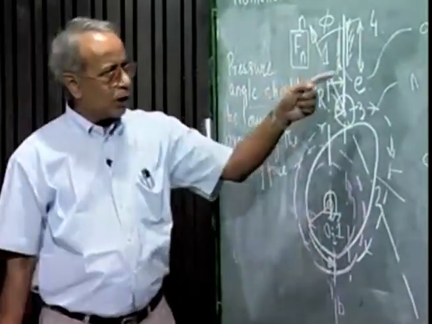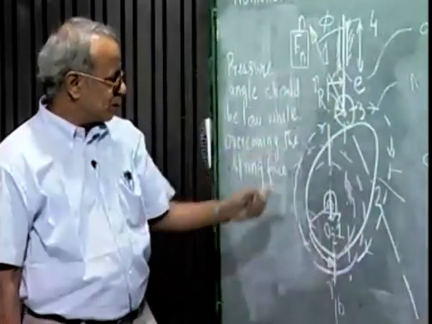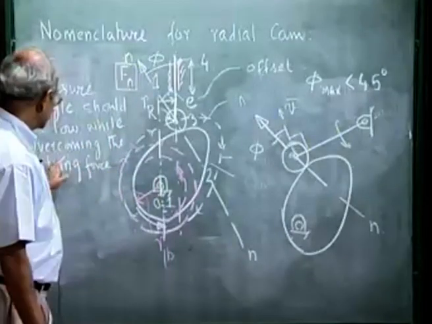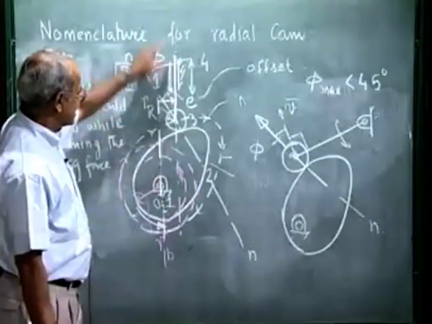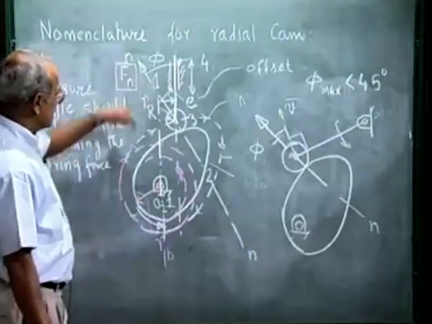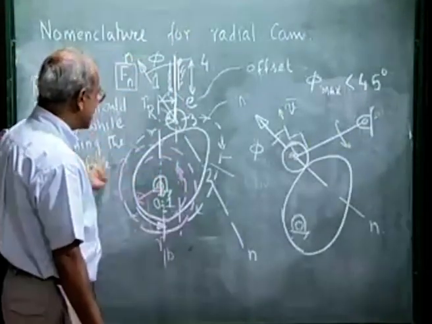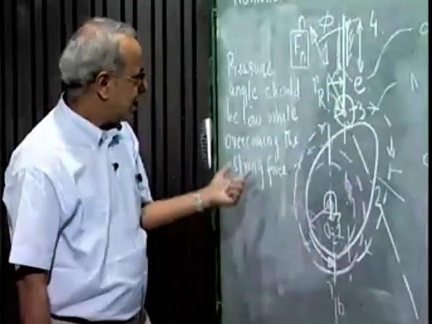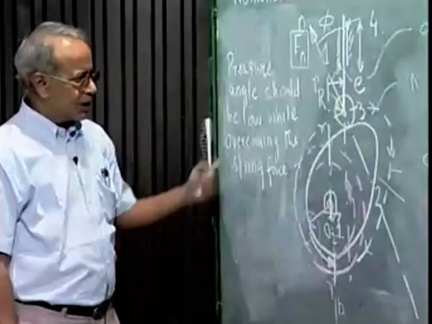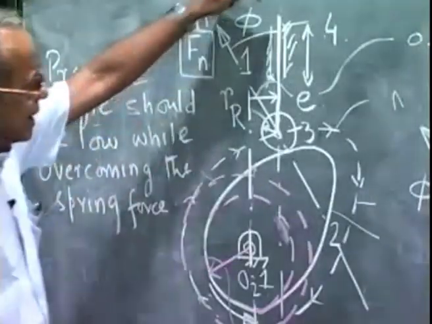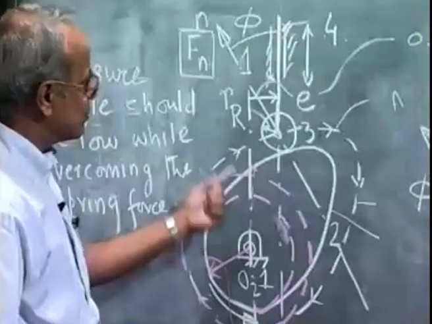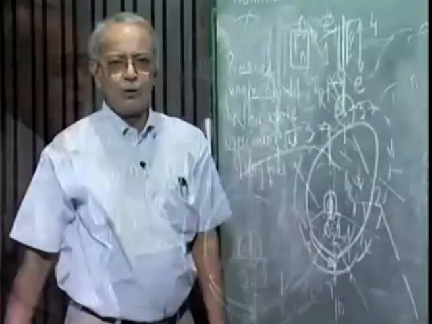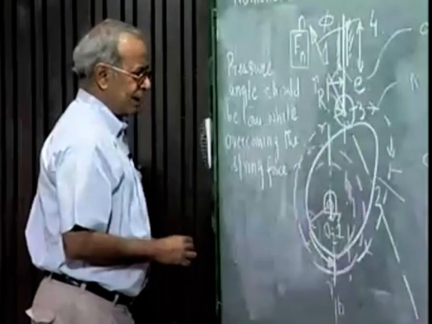And this particular offset, this positive offset, ensures that the pressure angle reduces during this motion when it is compressing the spring, and it will increase obviously while the follower is coming down, but at that time spring force is there to make the follower move downward. So, I do not need a large contact force. So, pressure angle can be allowed to be larger during the downward movement, but has to be smaller during the upward movement, assuming the spring is resisting the upward movement. So, this is the need for offset.